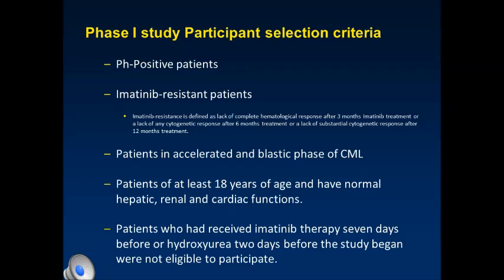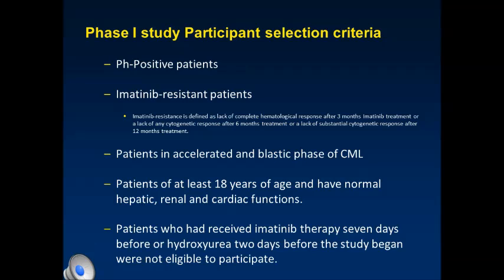Let's begin with phase 1 study participant selection criteria. There were a few criteria set to determine whether a patient should be included or excluded from the study. In addition, since this drug is prescribed in cancer disease, the phase 1 study was conducted in patients rather than healthy volunteers. So the first criteria was to have the Philadelphia chromosome positive gene. The second one was to have imatinib resistant patients. Imatinib resistant was defined as lack of complete hematological response after 3 months of treatment, or lack of any cytogenetic response after 6 months of treatment.